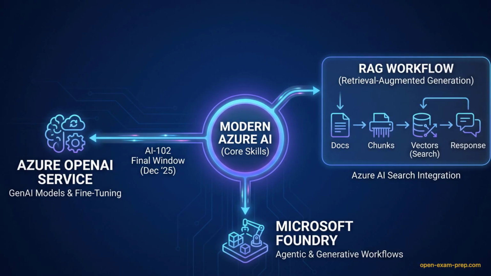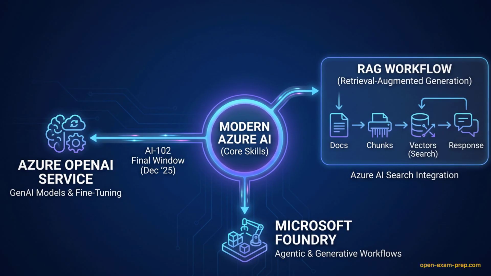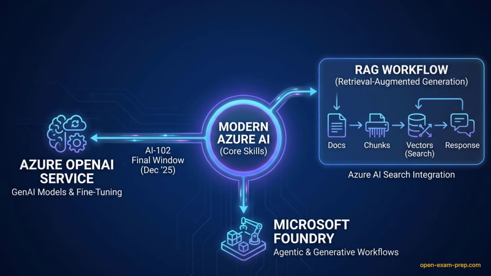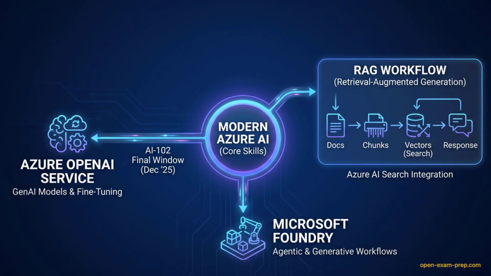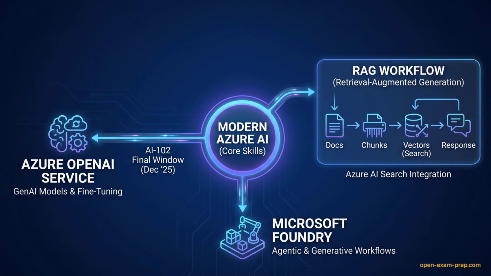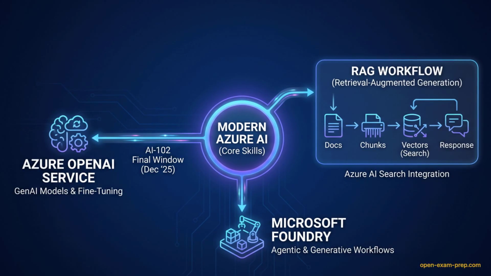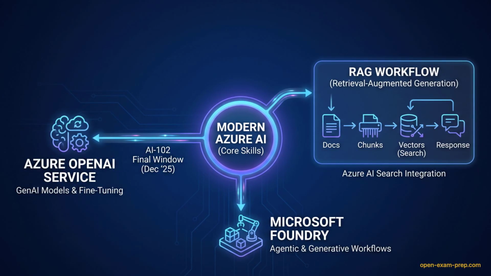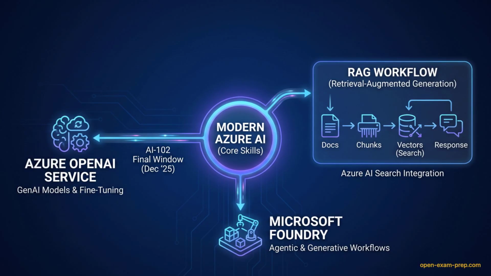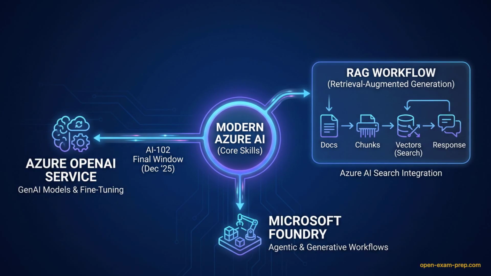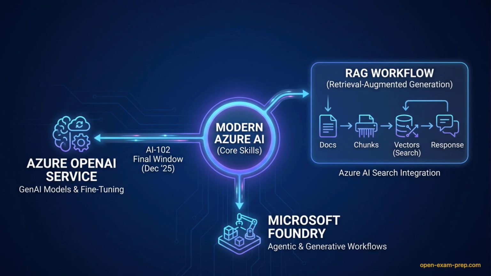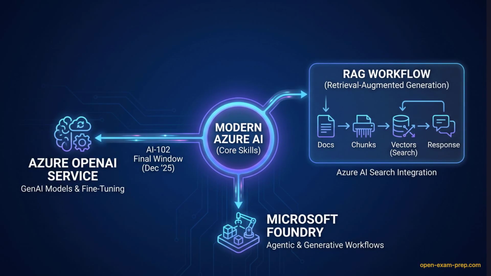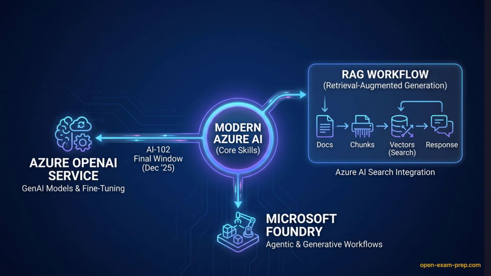The final version of the AI-102 exam, updated in late 2025, pivoted hard toward the modern AI landscape. This guide isn't about legacy services. It's built around the core of today's Azure AI platform. We're talking about Azure OpenAI Service, Advanced Retrieval Augmented Generation, or RAG patterns, and the powerful capabilities of Microsoft Foundry. These aren't just exam topics. They are the foundational technologies you'll use to build cutting-edge, generative AI solutions in your day-to-day work.